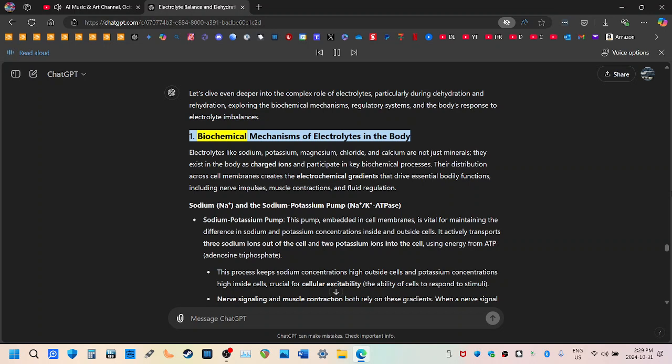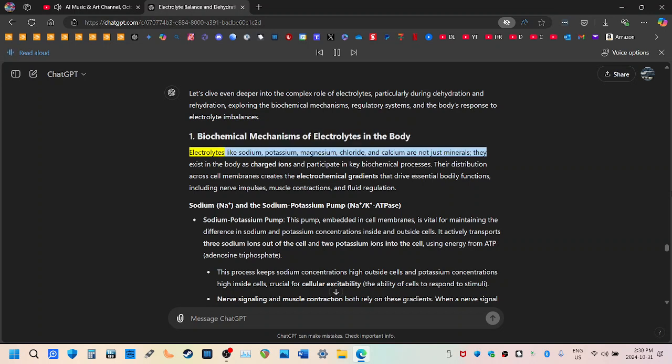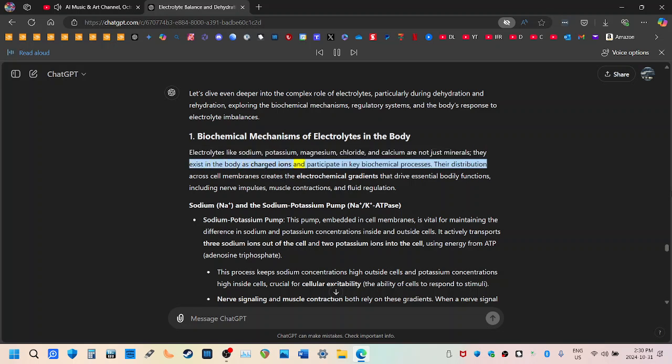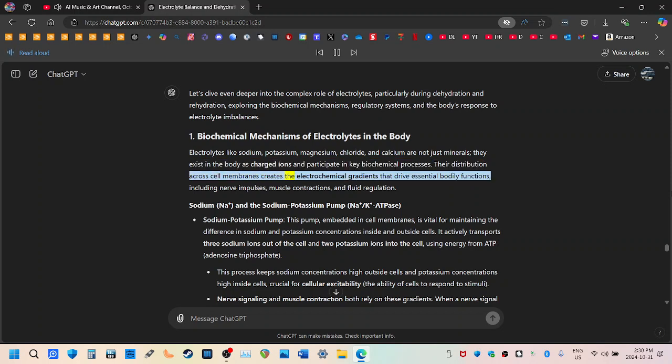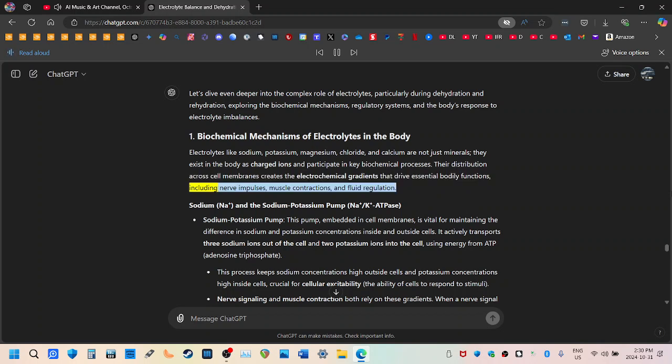1. Biochemical mechanisms of electrolytes in the body. Electrolytes like sodium, potassium, magnesium, chloride, and calcium are not just minerals. They exist in the body as charged ions and participate in key biochemical processes. Their distribution across cell membranes creates the electrochemical gradients that drive essential bodily functions, including nerve impulses, muscle contractions, and fluid regulation.